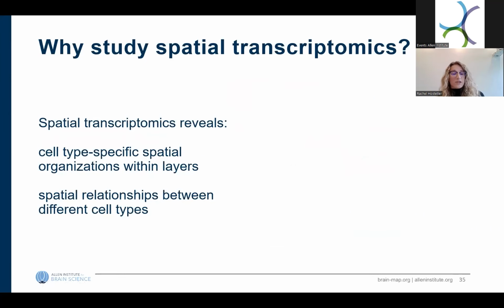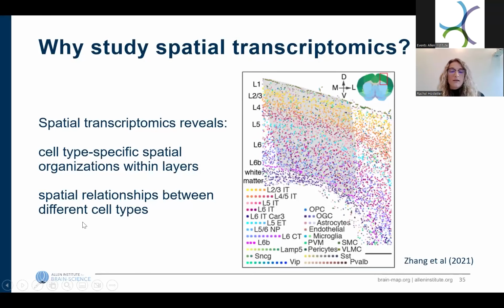Another reason to study spatial transcriptomics: when we do these types of experiments, we're able to reveal the cell type-specific spatial organizations within different layers of the cortex. We're also able to look at spatial relationships between different cell types. So in this figure here, we have 5 different layer 2-3 IT cell types, and these 5 different cells are color-coded in orange. And what we see is that the light orange layer 2-3 cells are really clustered together more superficially than our other cell types, so our darker colored layer 2-3 IT cell types.